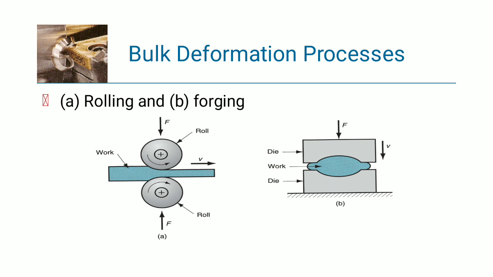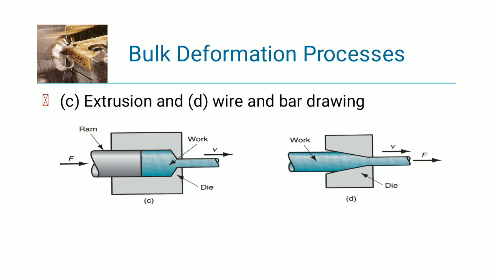See, the first figure is showing rolling and the second figure is showing the forging process. These are called bulk forming processes. Then figure C is showing extrusion and figure D is showing the wire and bar drawing process. These are also called bulk deformation processes.